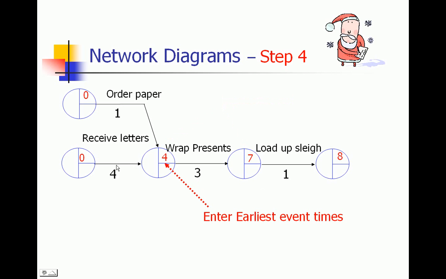and then we do what we call a forward pass. So we put the earliest everything can start. So received letters can start straight away, 0. It takes 4 units of time to do that. So we put a 4 there, we put a 3 there, which gives us 7, and then another 1 there gives us 8. But if we look here, we can see that we can start ordering the paper straight away. So that's a 0.